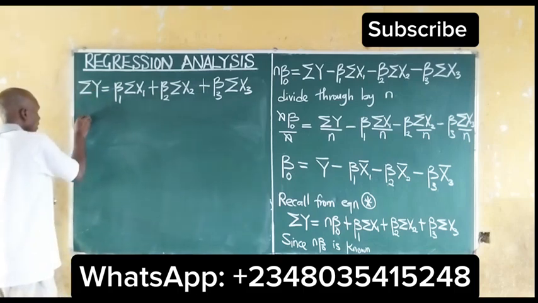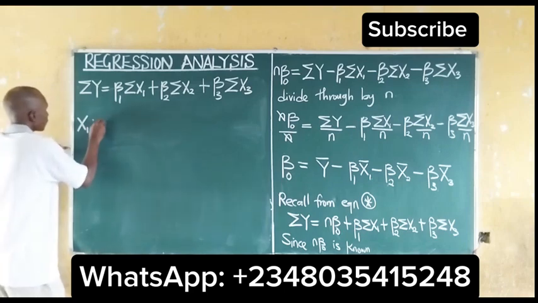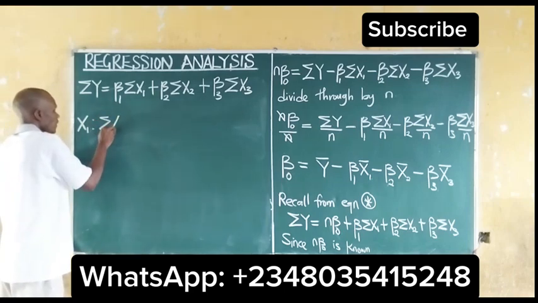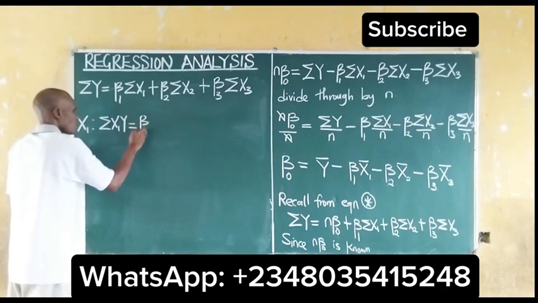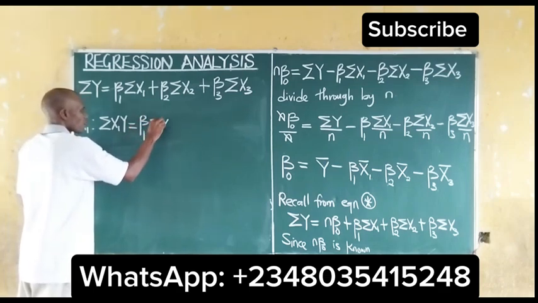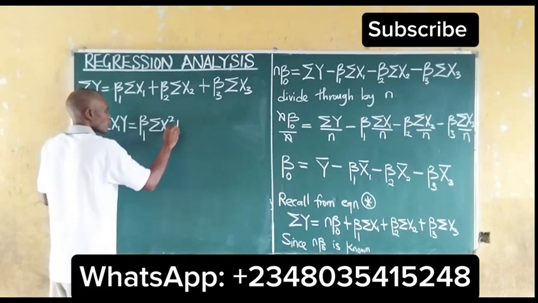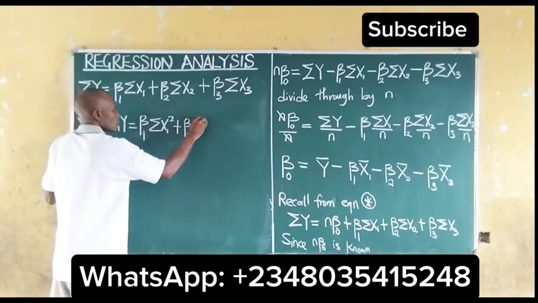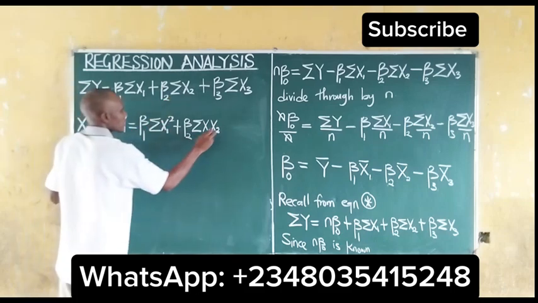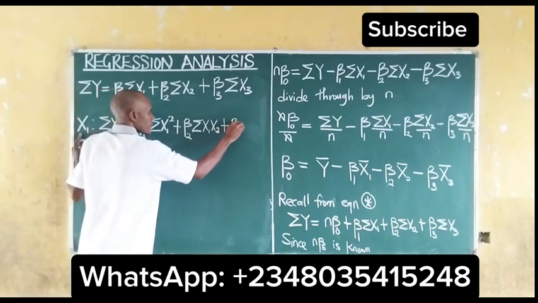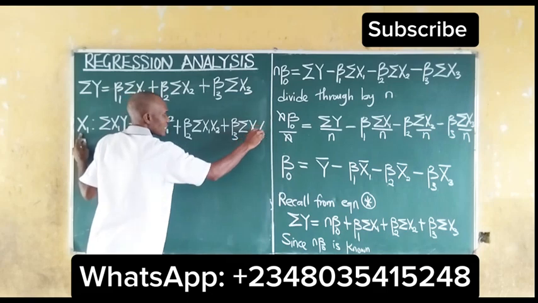So for our x1, we multiply through. So we have summation of x1 y to be equal to, we now multiply by this, we have b1 summation of x1 squared, because x1 multiplied by this will give us x1 squared, plus b2 summation of x1 x2. This multiplied by this will get this, plus b3 summation of x1 x3.